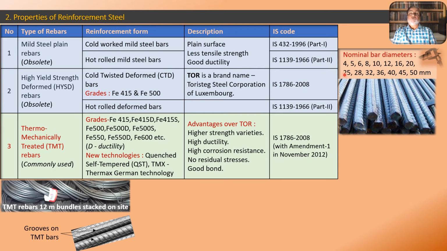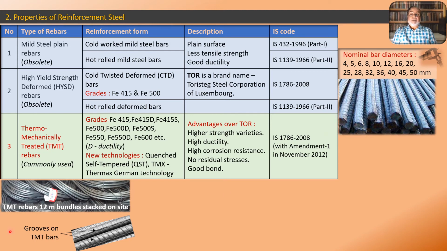But now we can have 4, 5, 6, 8, 10, 12, 16, 20, 25, 28, 32, 36, 40, 45 and 50. These three diameters, 40, 45, 50, were not available in the earlier steels. It used to end only up to 36 mm maximum size. So this is a big variety of bar diameters available in the TMT bars.